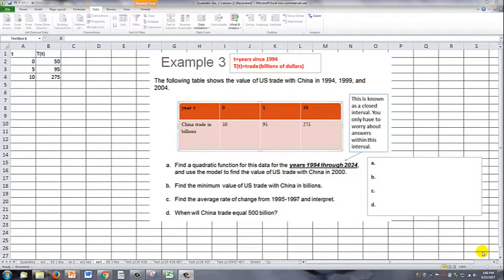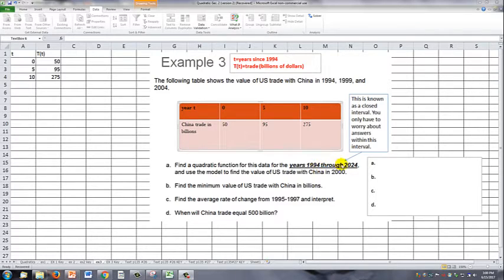Okay, read through example 3, including the questions A through D. This example has to do with independent variable T, which has been zeroed out years since 1994, and China trade in billions, which I've called T. And we want to find a quadratic function for the years 94 through 2024. This is what's called a closed interval. I'm giving you the domain. Only look between these years. The answers might be at the endpoint. So we have an endpoint at 0 and an endpoint at 2024, which would be 30.